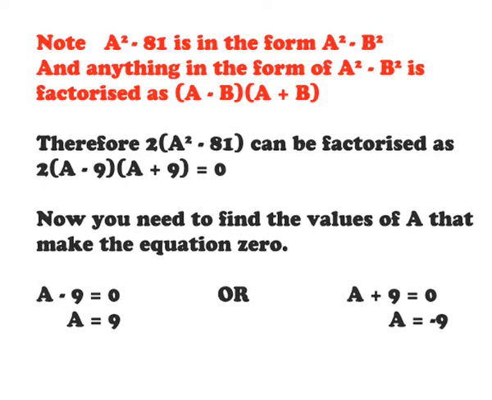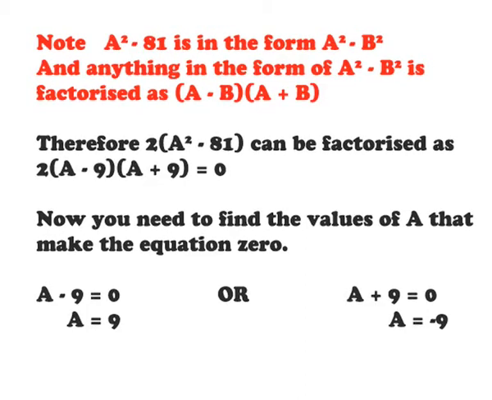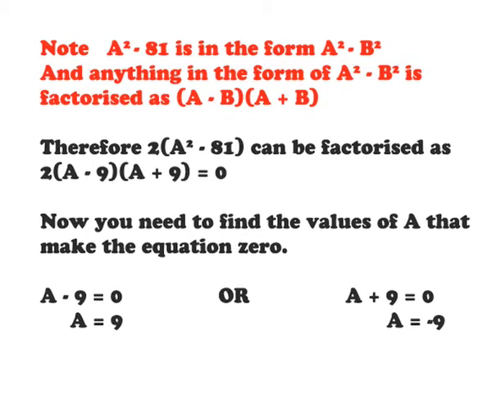This actually gets more interesting. This is what I want you to note. A squared minus 81 is actually in the form of a squared minus b squared. And what you need to note is that any equation that is in the form of a squared minus b squared is factorized as brackets a plus b, brackets a minus b. And that's a rule that you need to learn, so that as soon as you come across anything in that form, you straight away can factorize it into this form.